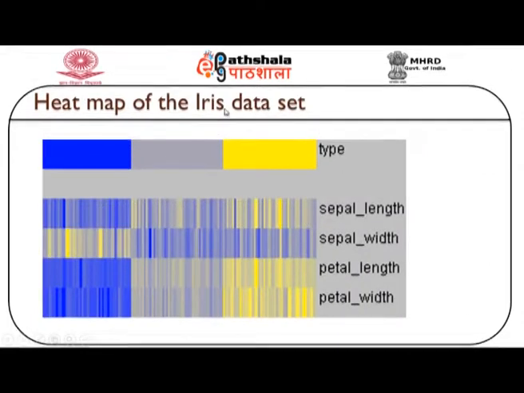This is an example of a heat map of the iris dataset. The blue, the grey and the yellow represent the type; there are three different types basically. The variation in the types with respect to sepal length is shown here, and the variation with respect to sepal width is shown here. The variation with respect to petal length and petal width is also shown in the data. So this is a heat map generated from the iris data set.